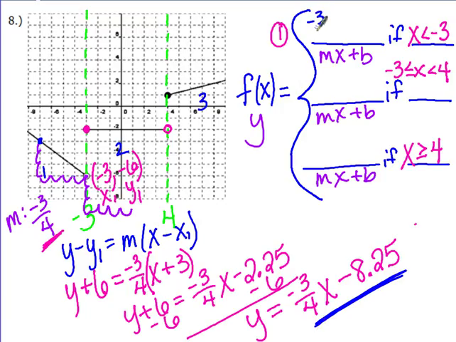So negative 3 over 4x minus 8.25. If you wanted it as a fraction, you got negative 33 over 4. Either way, doesn't matter.